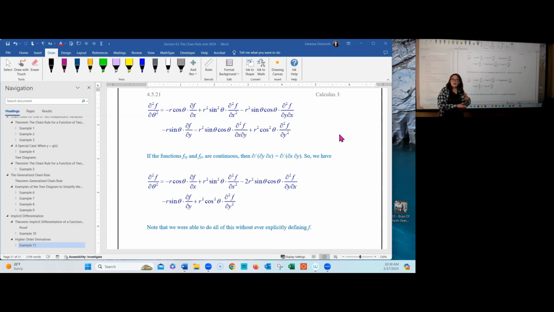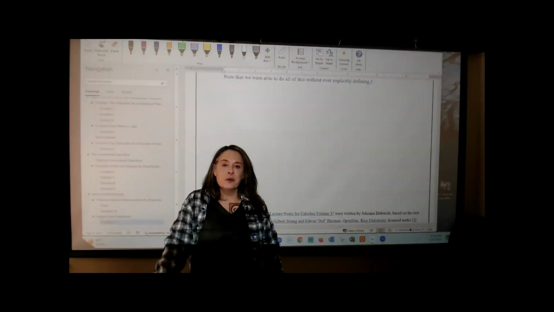Notice that in all of this process, we have never actually defined what the function f is. We simply know it depends on x and y, but we do know the definitions of x as a function of r and theta and y as a function of r and theta. The chain rule can be quite challenging to apply, so I hope that you will take some extra time and care on the homework for this particular section.